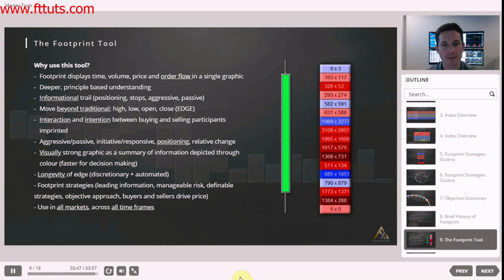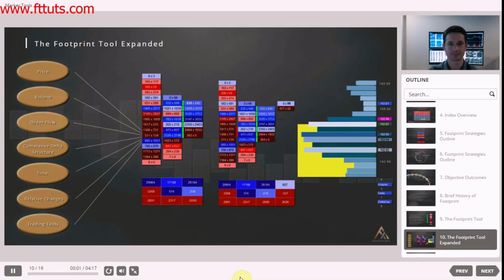Let's now go and have a little bit more of a detailed look as to what the breakdown of the footprint tool looks like. So now that you've got an understanding as to why exactly professional traders choose to use the footprint tool, let's go and look a little bit deeper inside the tool so you can see the various elements of information that come out in one simple graphic.